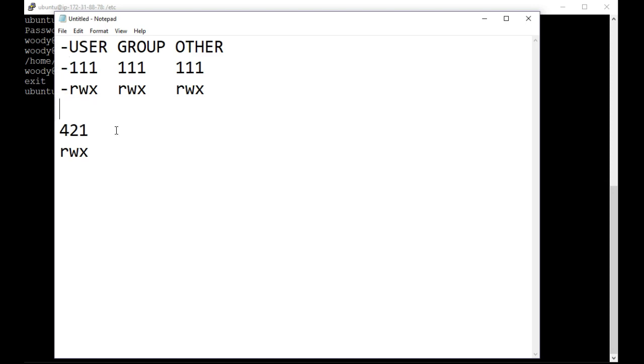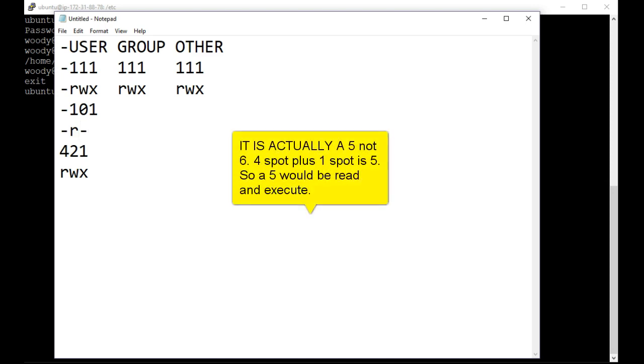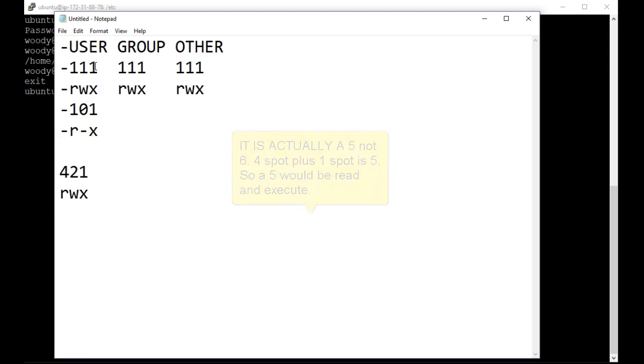If there is a D here, that means it's a folder, okay? If this first file had a 6, that would be a 110, which would equal read and write. The only rights they would have is read and write, because where the 0 is, the right isn't turned on. Notice that the 3 digits are binary, okay? So this would be the 1 spot, this would be the 2 spot, this would be the 4 spot. All added together, that would be a 7. So 1 plus 2 plus 4 is 7, okay?